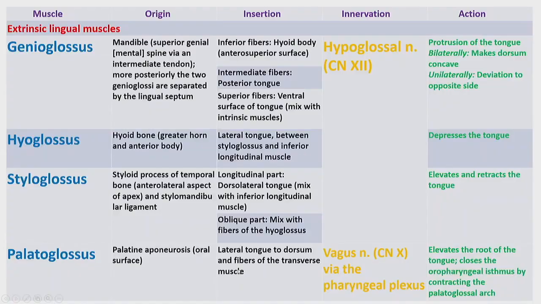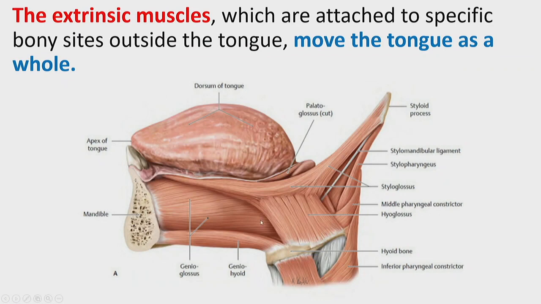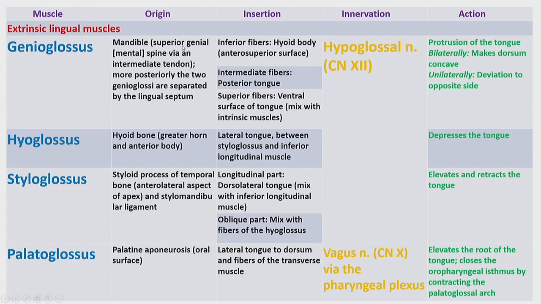So this is the table prepared for you for all the extrinsic lingual muscles, or the muscles of the tongue: origin, insertion, innervation, action. The genioglossus, as you see here, is the most bulky muscle of the tongue, and as we said, it originates from the superior genial or superior mental spine. Its function is very important: protrusion of the tongue. It means pulling the tongue outside.